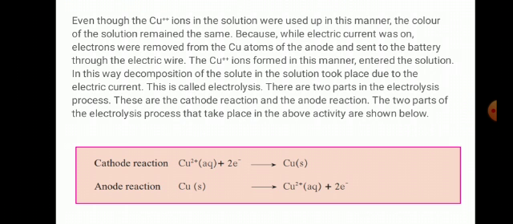Even though the copper 2 plus ions in the solution were used up in this manner, the color of the solution remained the same, because while electric current was on, electrons were removed from the copper atoms of the anode and sent to the battery through the electric wire. The copper 2 plus ions formed in this manner entered the solution. In this way, decomposition of the solute in the solution took place due to electric current. This is called electrolysis.